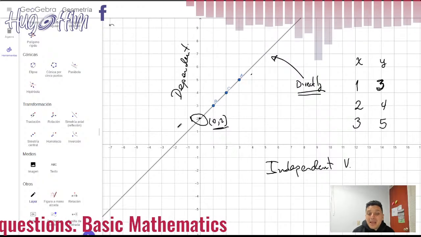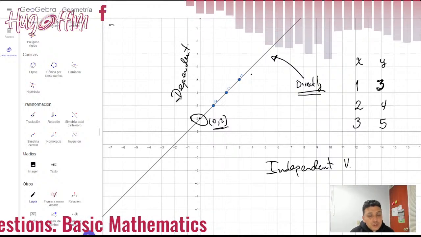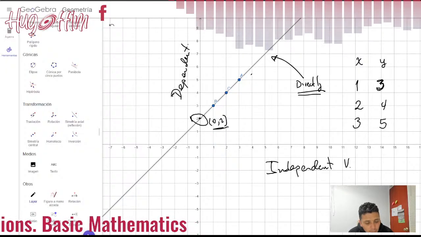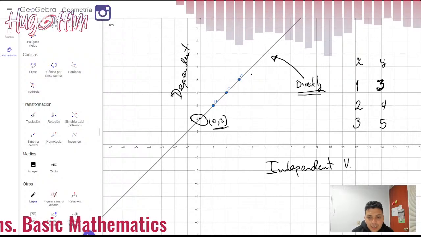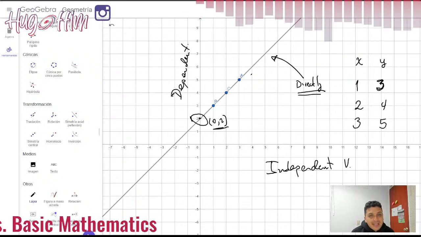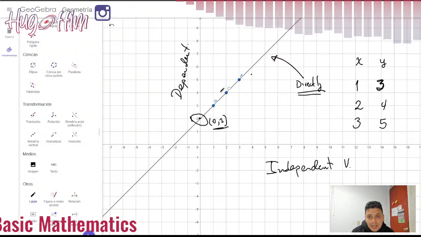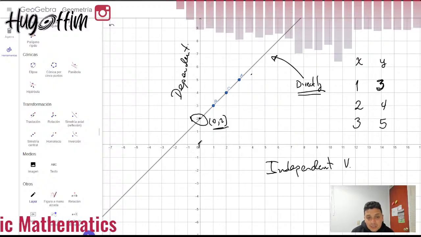Yes, it may be directly proportional. Maybe you can make it directly proportional if you change the values of x. But however, if we're very strict in our situation, these aren't directly proportional. Okay, this is not directly proportional. X and y aren't directly proportional because they don't pass through 0, 0.